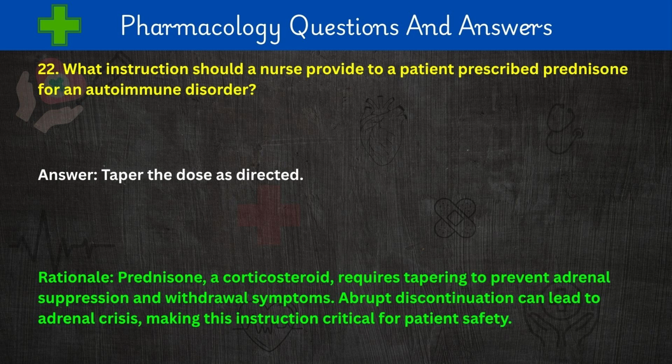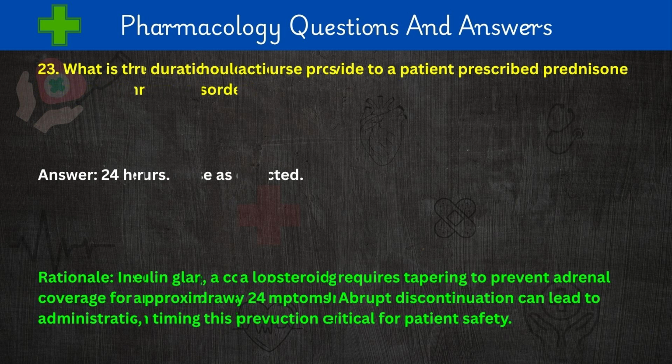22. What instruction should a nurse provide to a patient prescribed prednisone for an autoimmune disorder? Answer: taper the doses as directed. Rationale: prednisone, a corticosteroid, requires tapering to prevent adrenal suppression and withdrawal symptoms. Abrupt discontinuation can lead to adrenal crisis, making this instruction critical for patient safety.